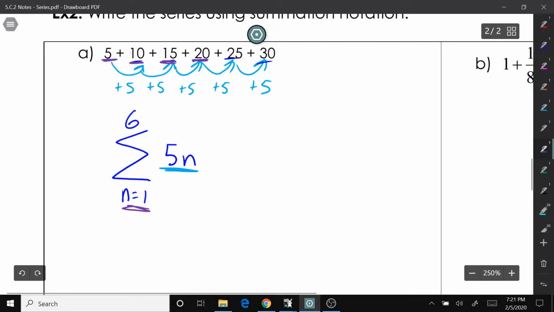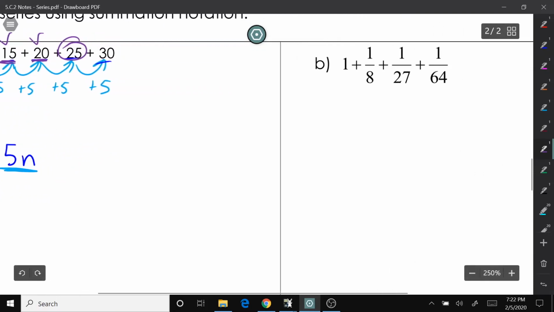If I plug in 5 for n, 5 times 5 is 25. Is the 5th term up here 25? Well, we have 1, 2, 3, 4. Yep, the 5th one's 25. So we know we're in good shape. Letter B.